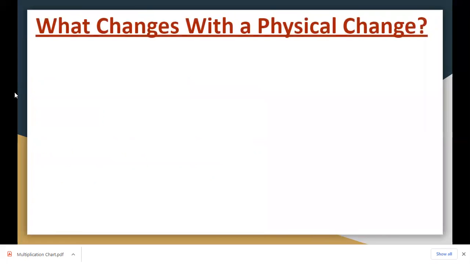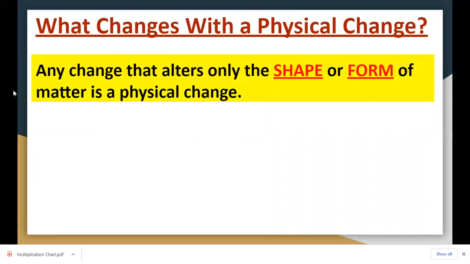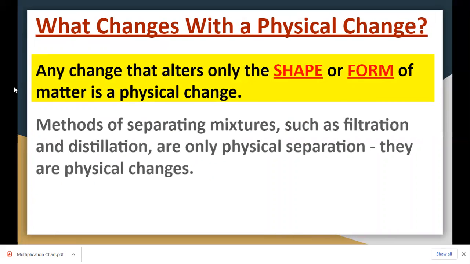What changes with a physical change? Well, we talked about it. Any change that alters only the shape or form of matter is a physical change. Always pay close attention to the yellow boxes. Those are key ideas I want you to get out of the presentation. So shape or form, if that changes, it's a physical change. Methods of separating mixtures such as filtration and distillation are only physical separations, right? Because they are physical changes, not chemical.